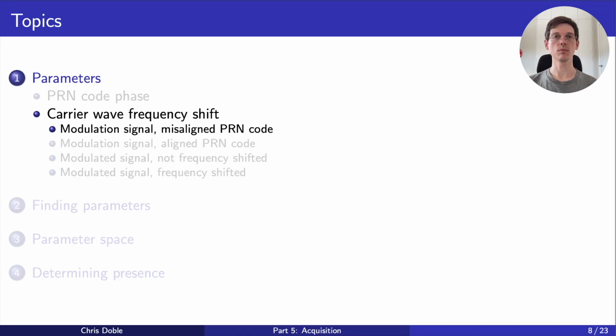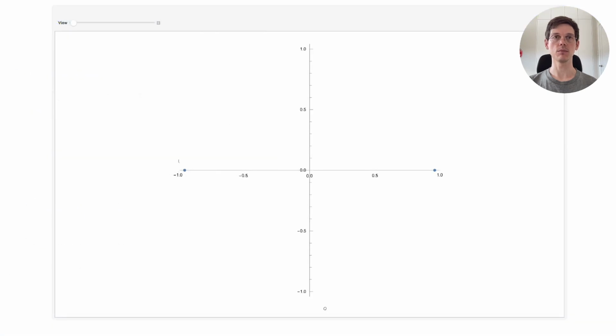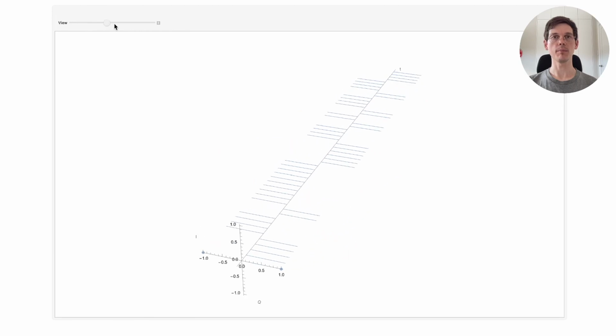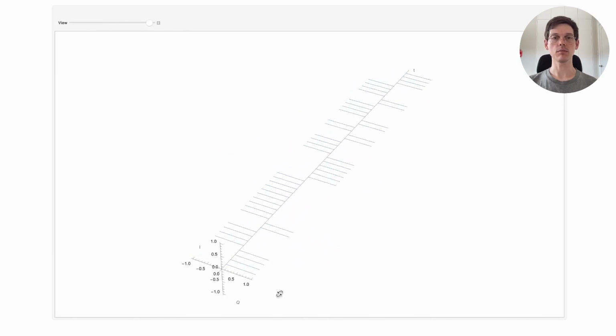For the first example, imagine we had direct access to the satellite's modulation signal, that is, the product of its navigation message and PRN code. If we use a constellation diagram to visualize the samples we get from this signal, you can see that they're located at plus and minus 1, as we expect. Let's add a third dimension, time, to this graph so we can see how the samples change over time. Again, you can see that some of the samples are at plus 1 and some are at minus 1.